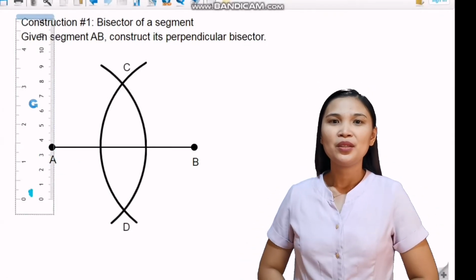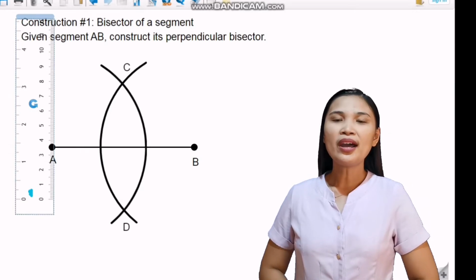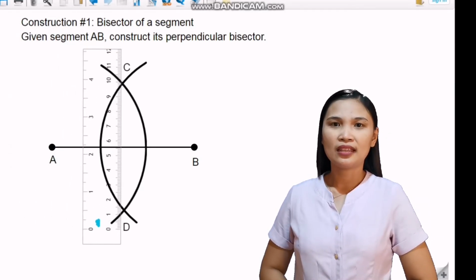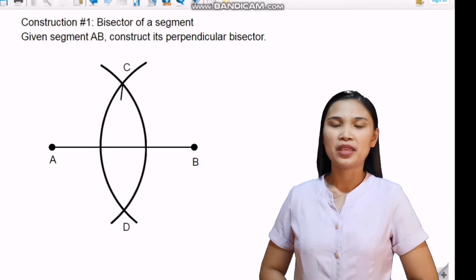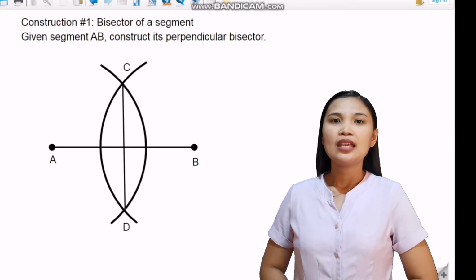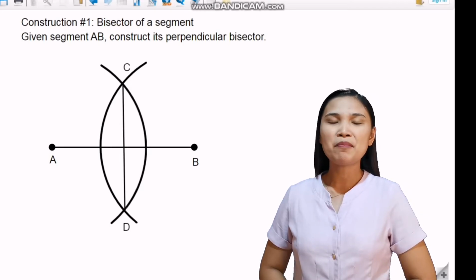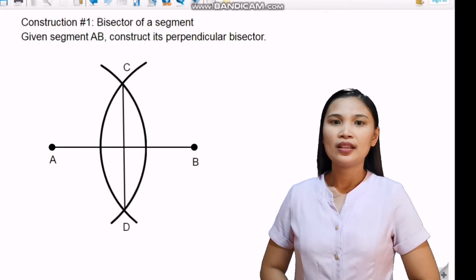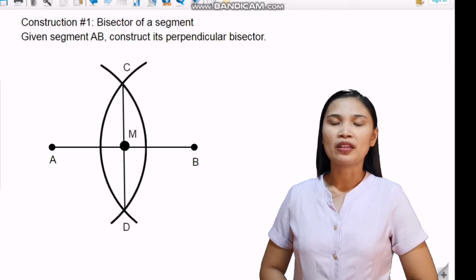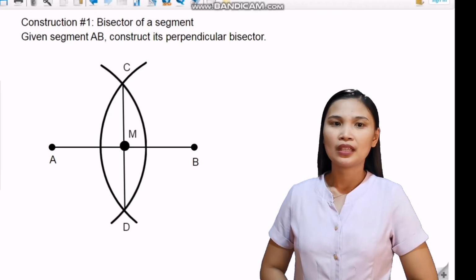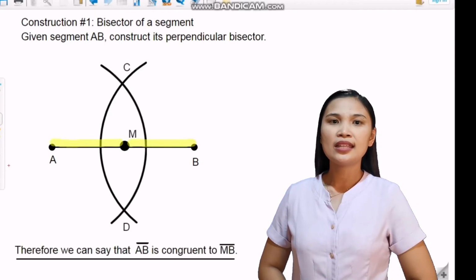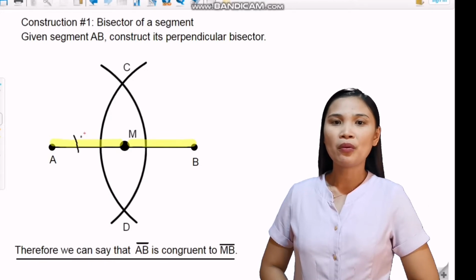Step 3. With a ruler, draw a line joining C and D. Then CD is the perpendicular bisector of AB. Since what is desired is just the midpoint of AB, line CD is not drawn, but we use it simply as a guide to get the midpoint of segment AB. Therefore, we can say that segment AM is congruent to segment MB.